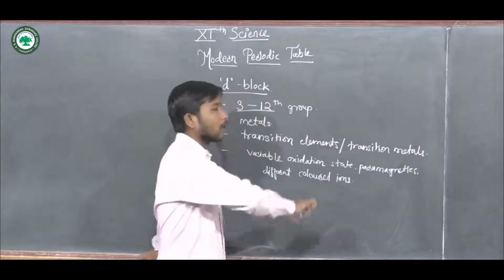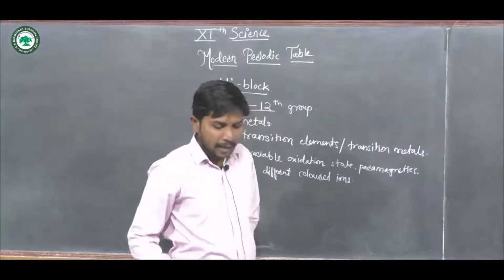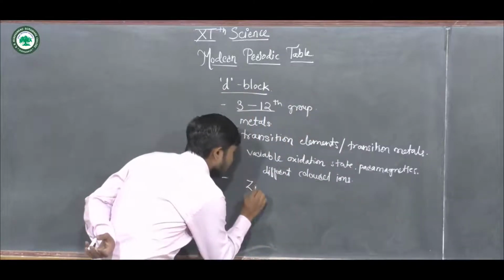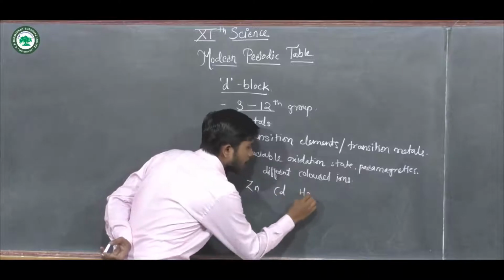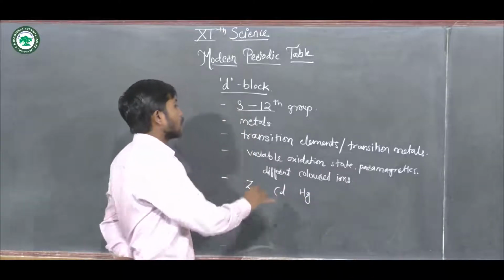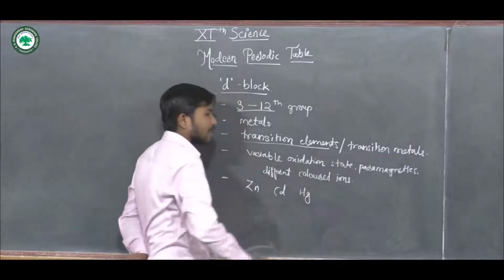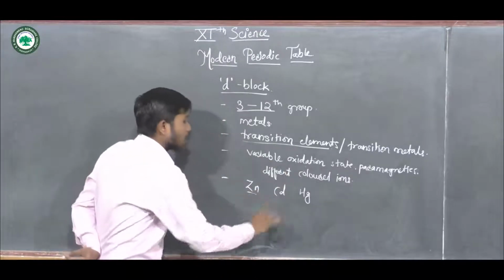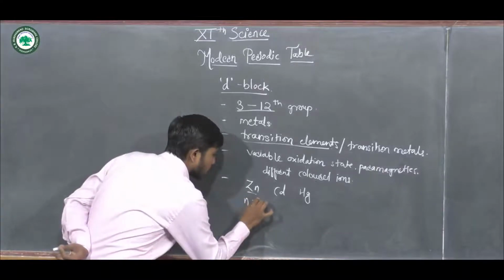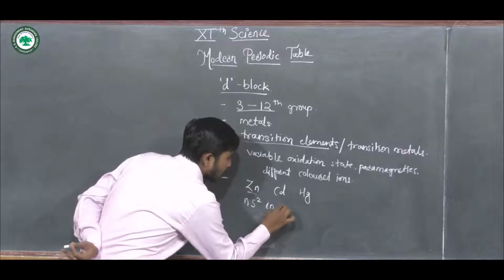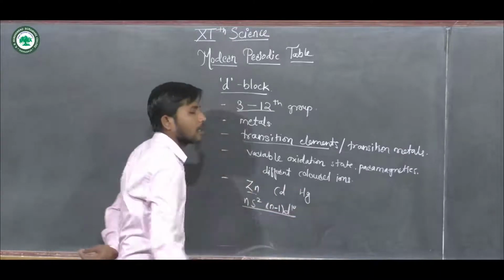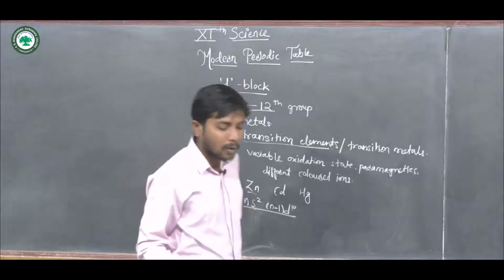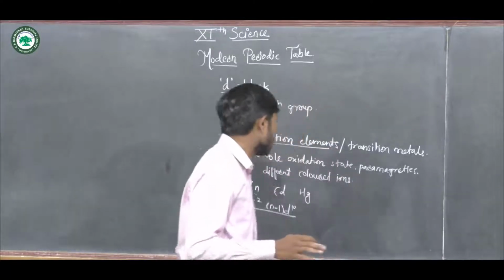Again, among the D block elements, zinc, cadmium and mercury, these three elements, don't show the properties of transition elements, that is, they don't show the various oxidation states, paramagnetism and different colored ions. Why? Because their outer electronic configuration is ns2 (n-1)d10, the general electronic configuration for these three elements, which means their outermost electronic configuration is stable. That's why they don't show the properties of transition metals.